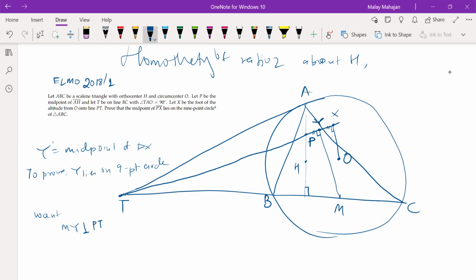So if O dash is the reflection of O across BC, you want O dash P perpendicular to the line. Then we want O dash P perpendicular to the line.